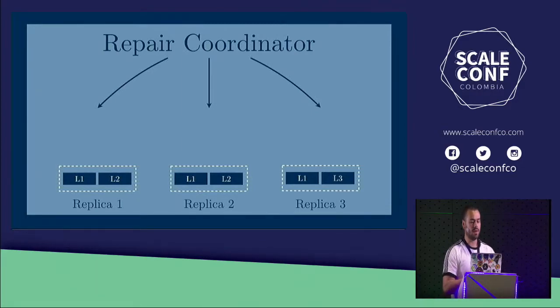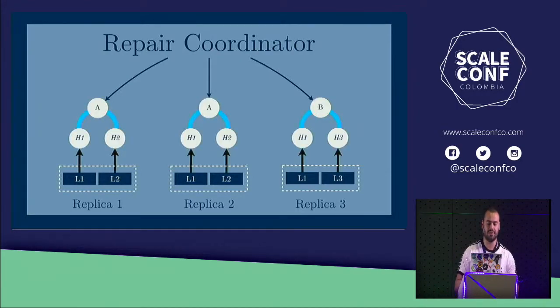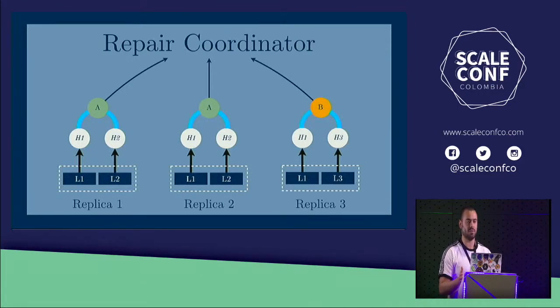Take, for example, these three replicas of the same Merkle tree. At a given point in time, the repair coordinator will ask the three replicas, give me your state. And instead of each replica sending all of the database state, the goal is to compute a Merkle root based on the database state and send it to the repair coordinator. The repair coordinator, by just comparing the root nodes, can make sure that those trees are not the same, or in this case, that there are inconsistencies between them. If you notice, replica 1 and replica 2 have the values L1 and L2, and replica 3 has L1 and L3.